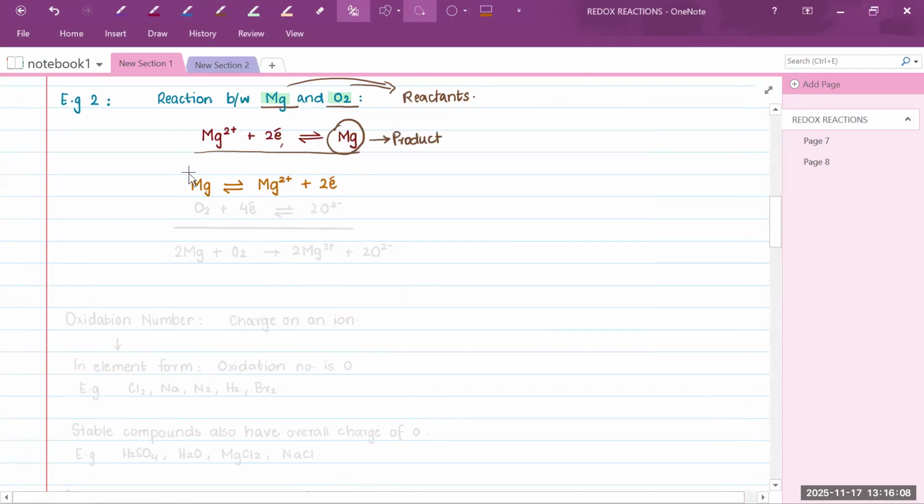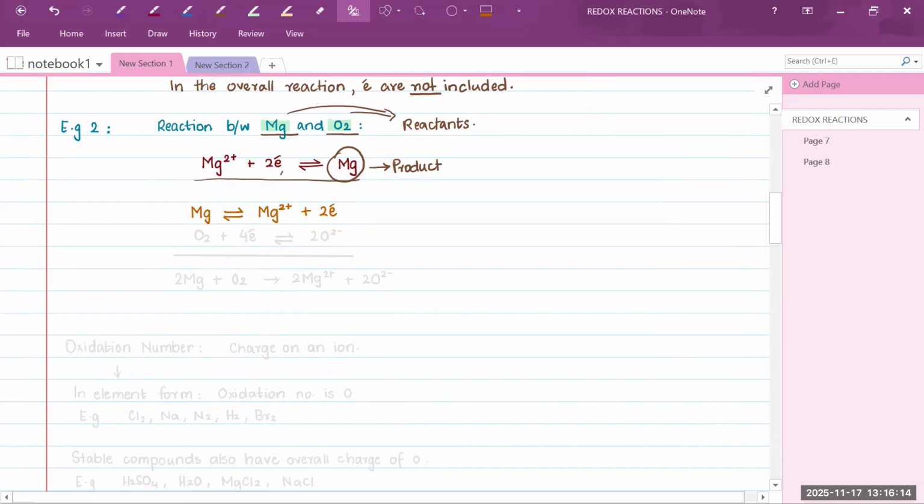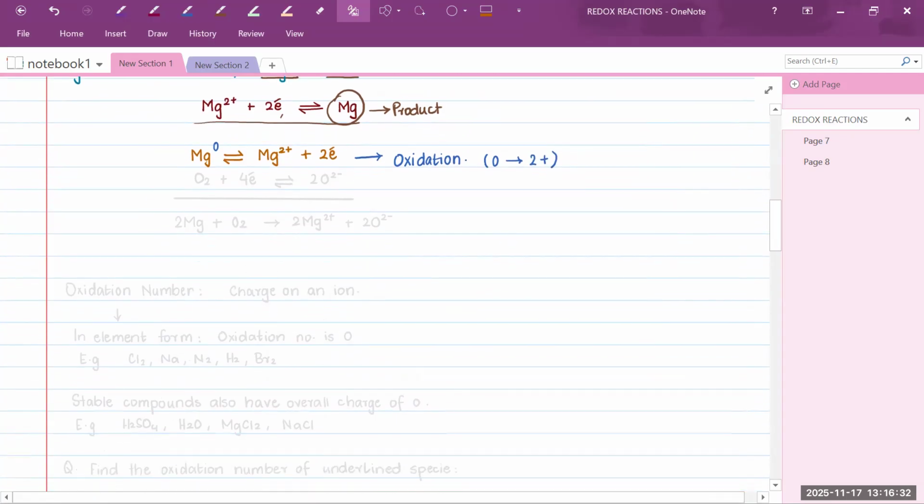Mg comes on the reactant side, and Mg2+ and 2 electrons come on the product side. And this means this is not reduction anymore, this is oxidation, right? Mg is 0 here, it's getting converted from 0 to 2+. There's an increase in oxidation number, and that's oxidation.